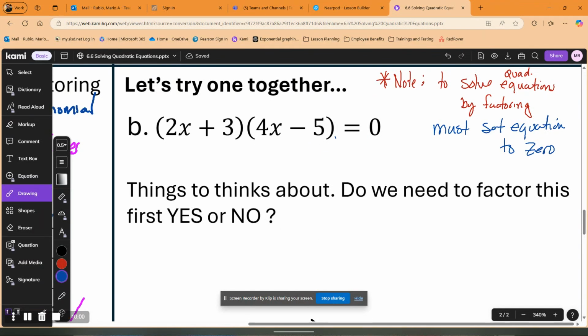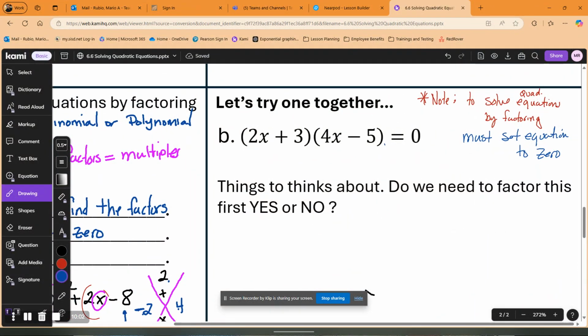Okay, so let's think about things. Do we need to factor this? There are no common terms that we can take out of either of these terms. So the answer is no, we do not need to factor this first. It's already factored.